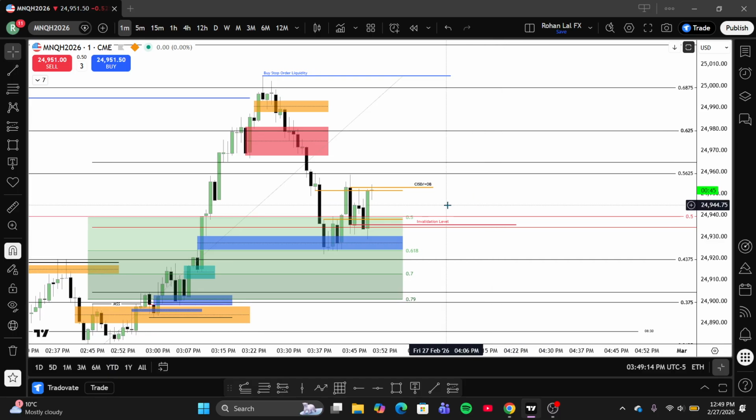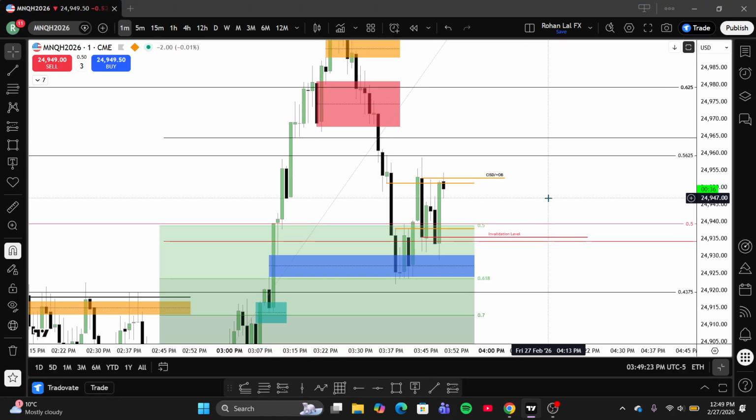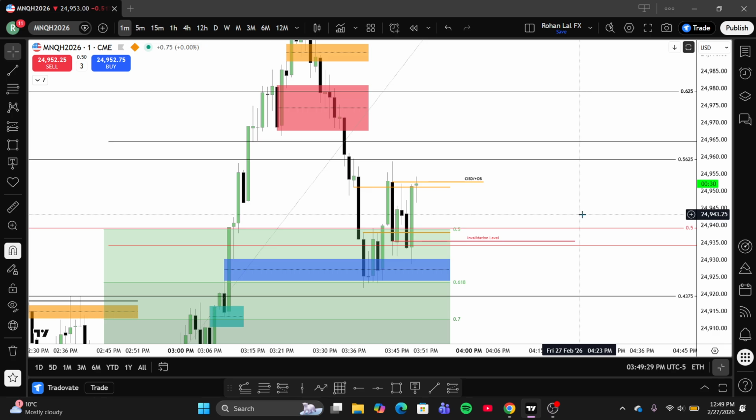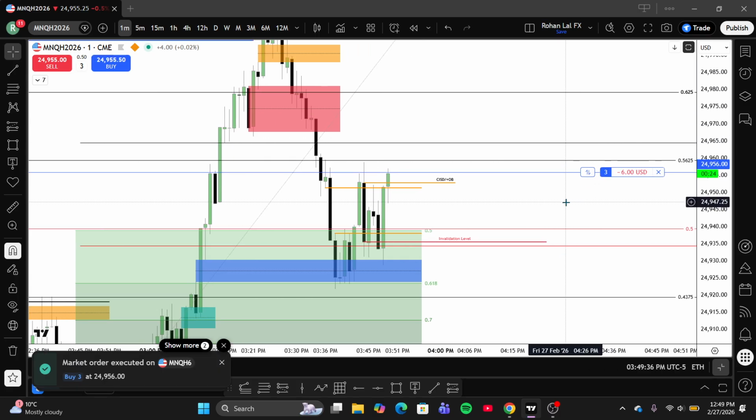It's looking like we're gonna get a closure above. This candle did not fully close above the bearish inefficiency, so I'm waiting for a full closure above. Right, we have 30 seconds for this candle to close. The invalidation is still going to be this low, and I'm going to enter this trade here just because we got that full closure above now.